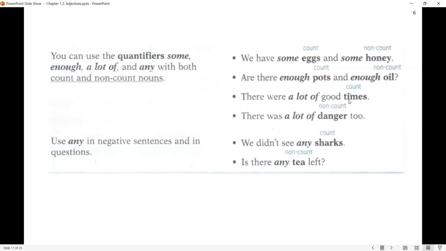And there were a lot of good times, countable. There was a lot of danger too, uncountable. We didn't see any sharks, countable, negative sentence. Is there any tea left? Uncountable question.